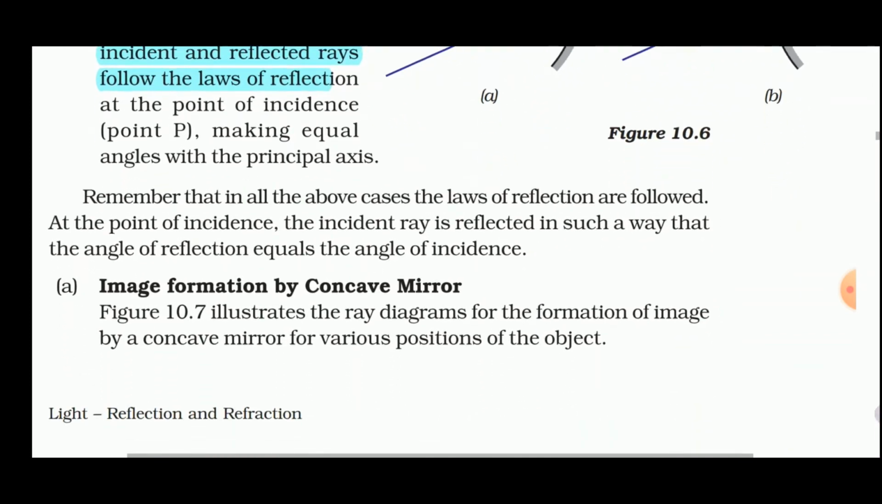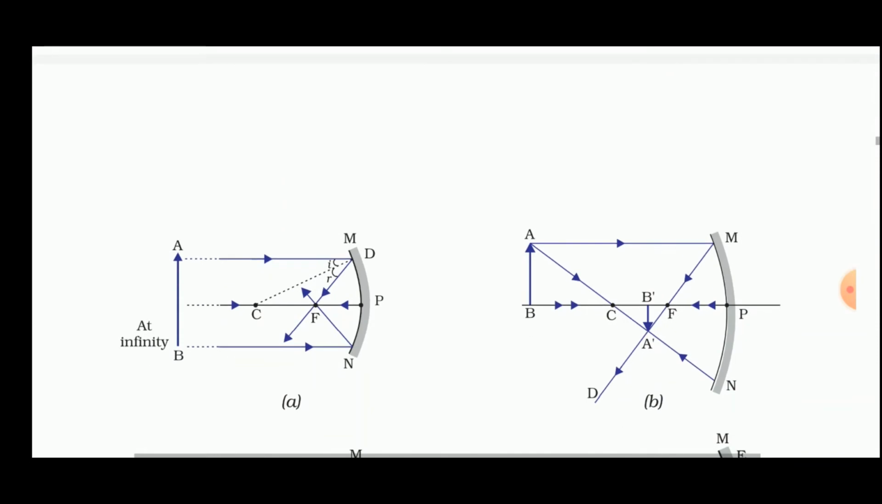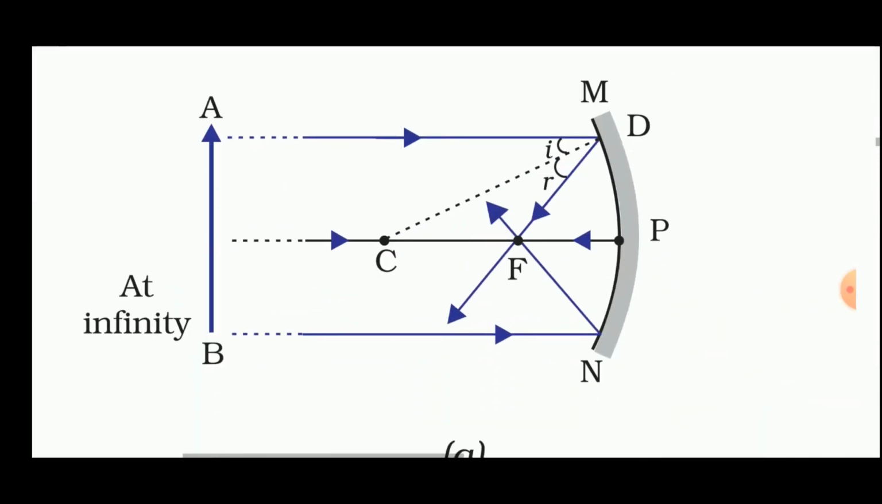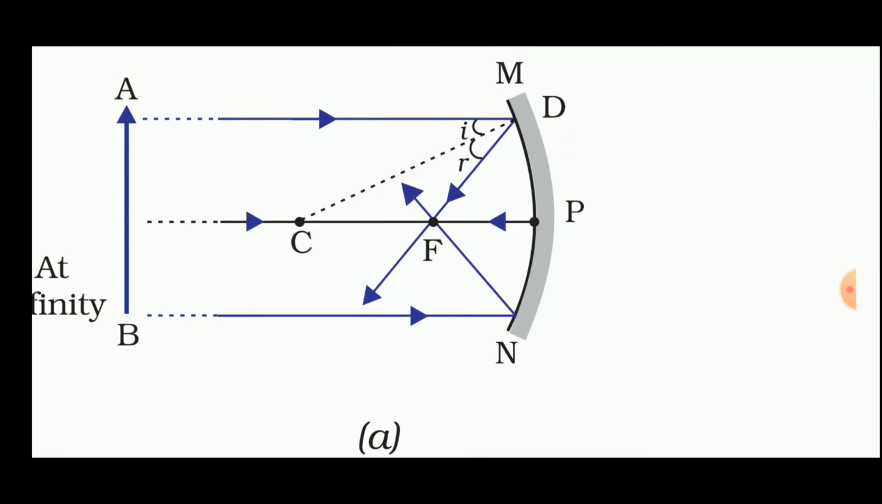Now next we will see the image formation in a concave mirror. Let us consider this example here. First, when you are drawing this, draw the curve for the mirror. MN is the mirror. Then at a distance of 1 centimeter or 2 centimeter, take the principal focus, and at a distance of 4 centimeter, take the center of curvature.